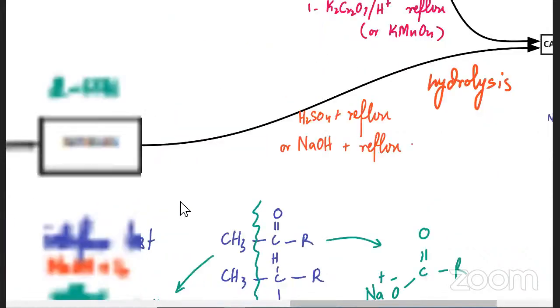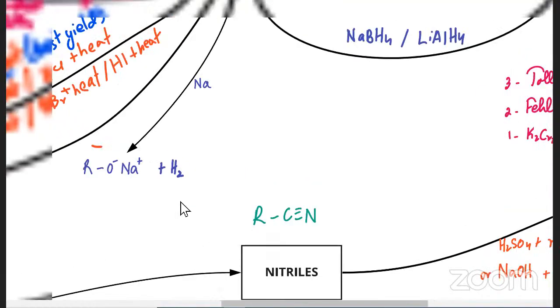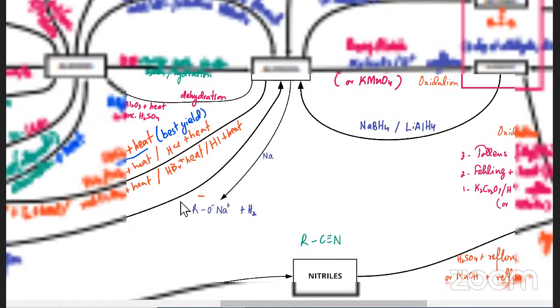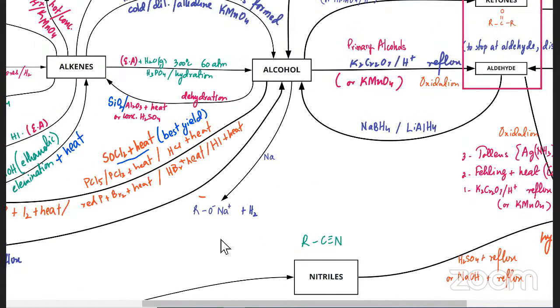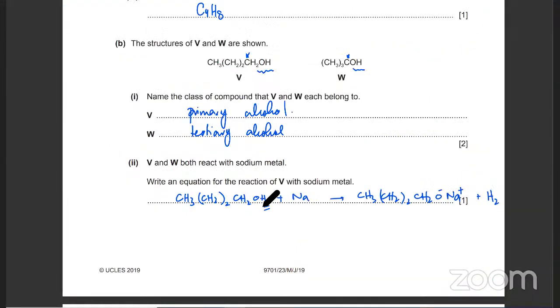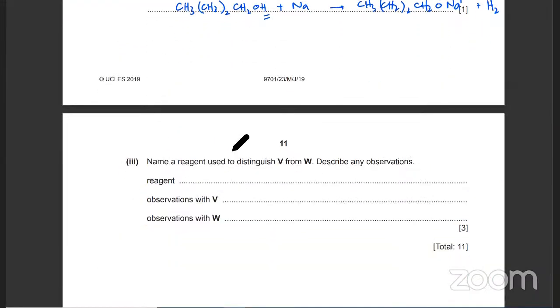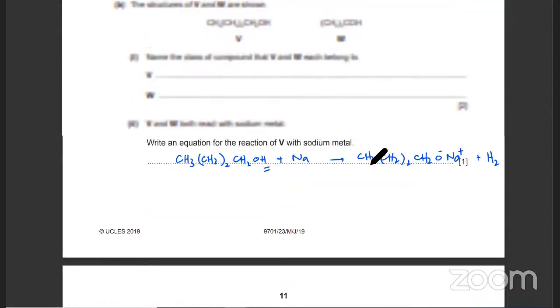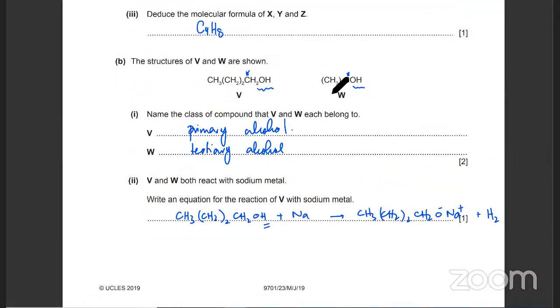But alcohols are weakly acidic. Alcohols are like terrible acids. The only acid type reaction that they undergo is this one. They react with very reactive group 1 metals. So moving on, next one. Name a reagent used to distinguish V and W. Describe any observation. How would you distinguish a primary alcohol from a tertiary alcohol?